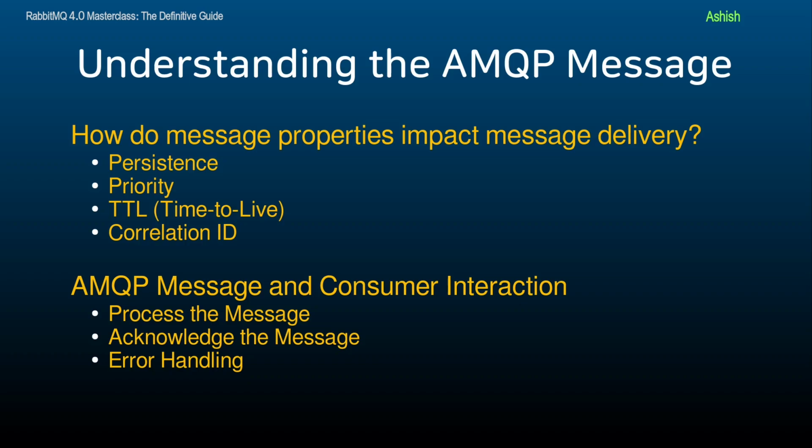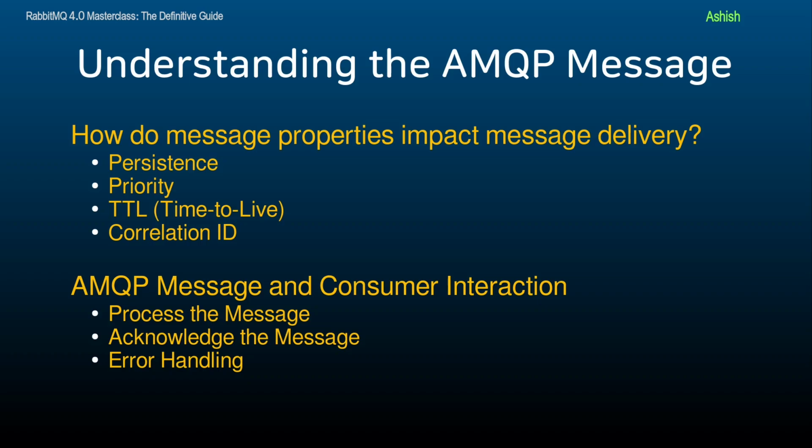In conclusion, an AMQP message in RabbitMQ is much more than just data. It consists of a message body, the payload, and a set of properties, which is metadata, and they together allow RabbitMQ to route, store, prioritize, and deliver messages reliably across distributed systems. Understanding these components and their roles is critical to effectively using RabbitMQ in your application.